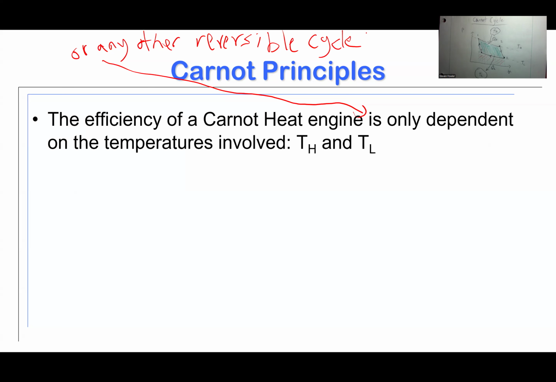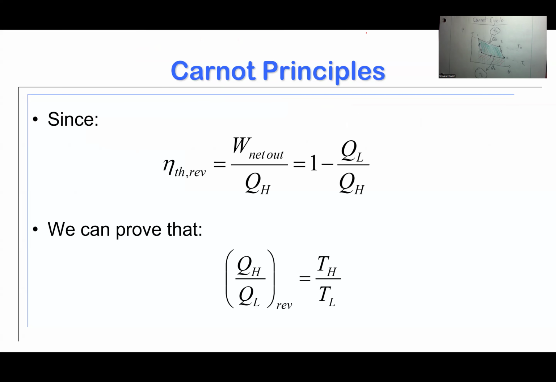These temperatures now set the limit. So remember earlier in the chapter, we talked about, hey, you've got these efficiencies. And oh, by the way, if you use the first law equation for the net work out, you can massage this equation into a function of the ratio of heat transfers. Here's why that's important, because we can show that the limit for the reversible device becomes the ratio of heat transfers is equal to the ratio of temperatures.